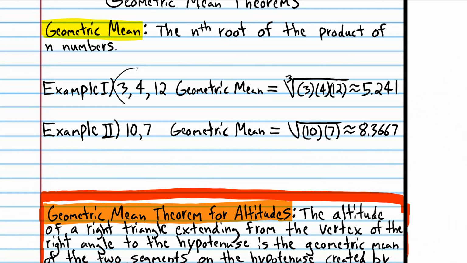For example, if you have 3, 4, and 12, and you want to find the geometric mean, you have to multiply all those numbers together. And then you have to take the cube root, the third root. Why the third root? Because there's 3 numbers. If you have 2 numbers, 10 and 7, and you want to find the geometric mean, you have to multiply those numbers together, and you have to take the square root. Now, when we write square root, we never put the 2 there. You can put the 2 there if you want, but it's just traditional to leave it off. So we square root it, and we get 8.3667, and so on and so forth. So that is a geometric mean.